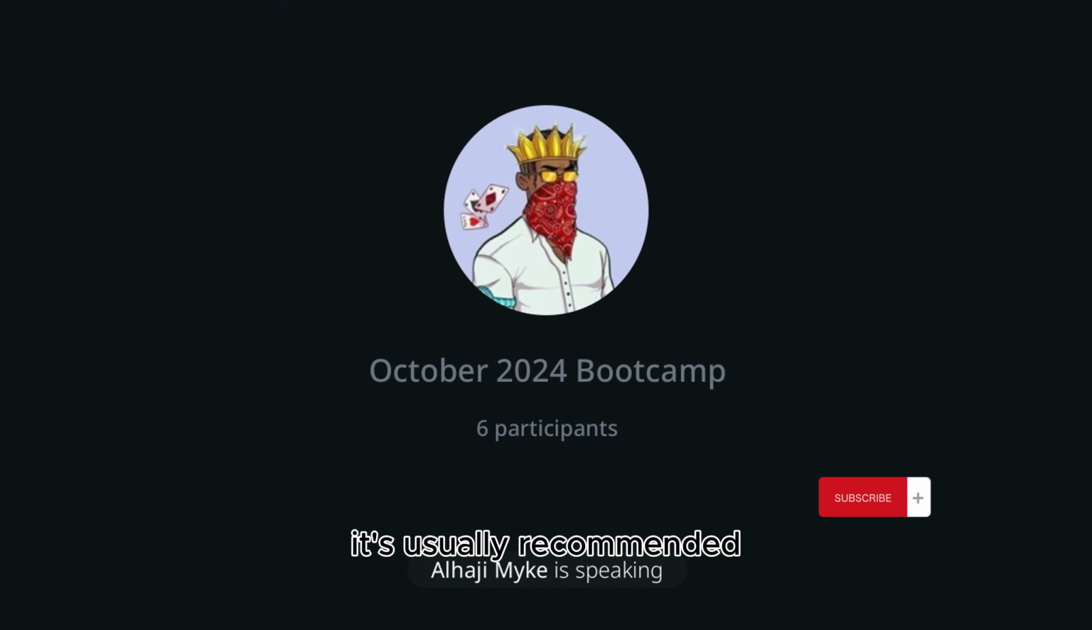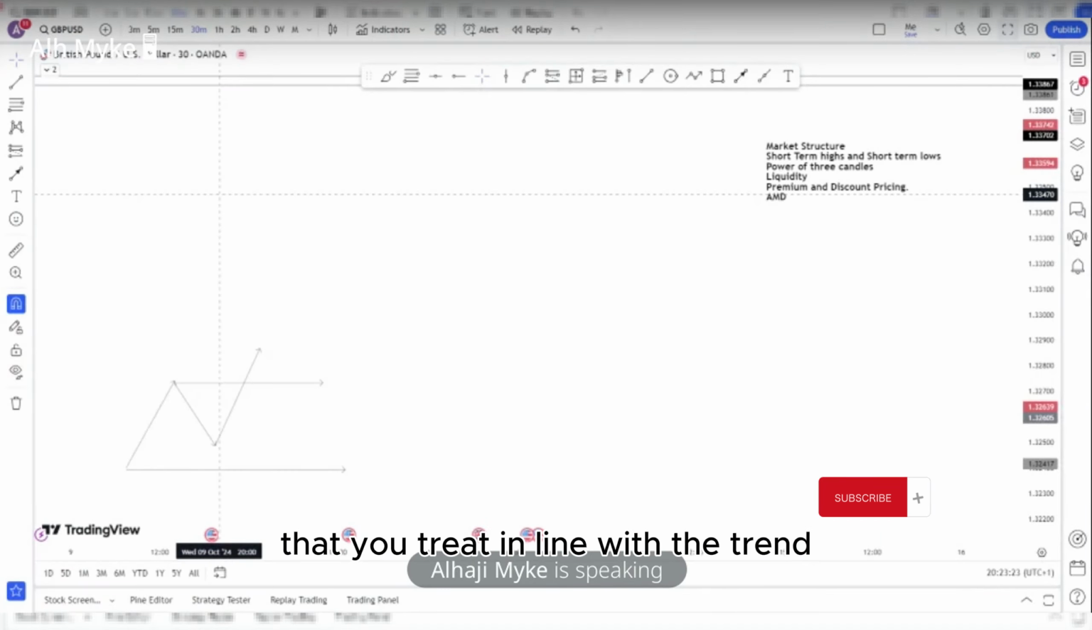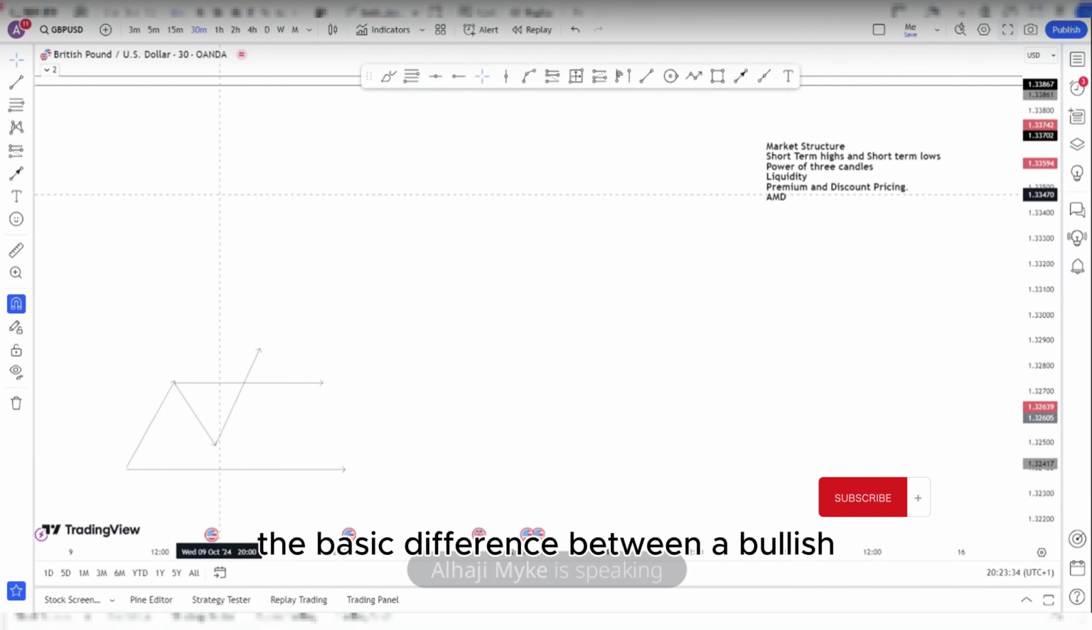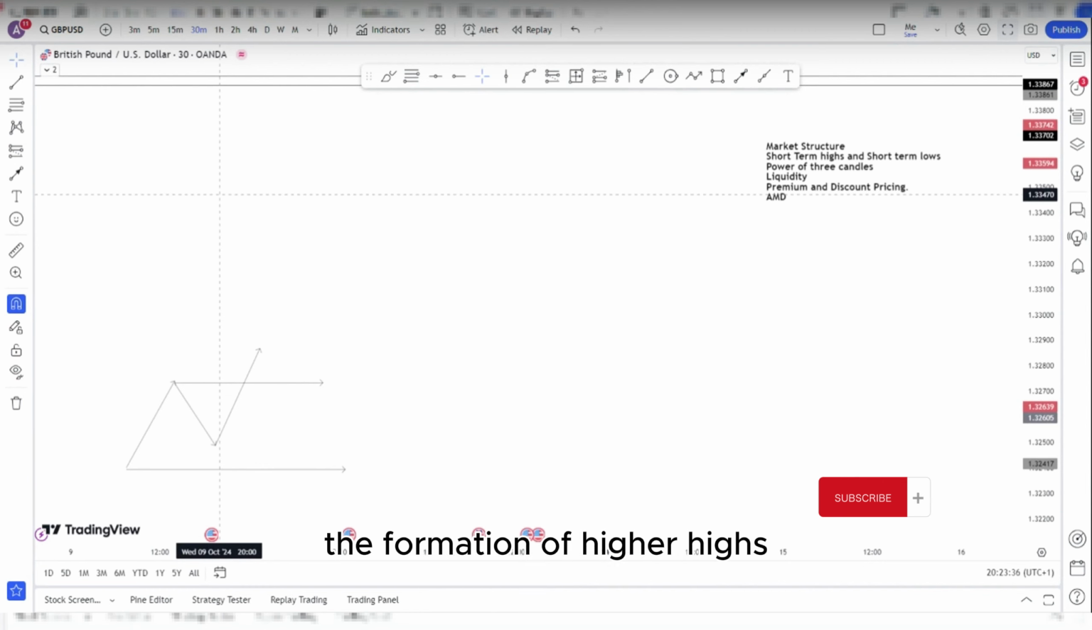Now, it's usually recommended that you trade in line with the trend. But I believe there are times when... the basic difference between a bullish and a bearish market is the formation of higher highs and higher lows.